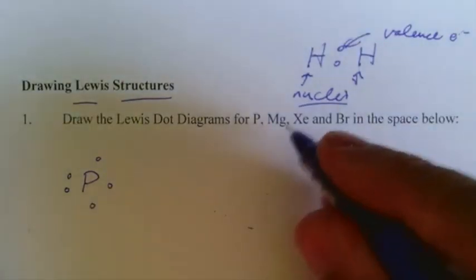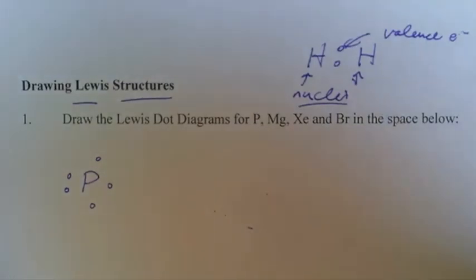Try the same thing with magnesium, xenon, and bromine. Look them up in the periodic table, determine how many valence electrons they should have, and draw your symbol.